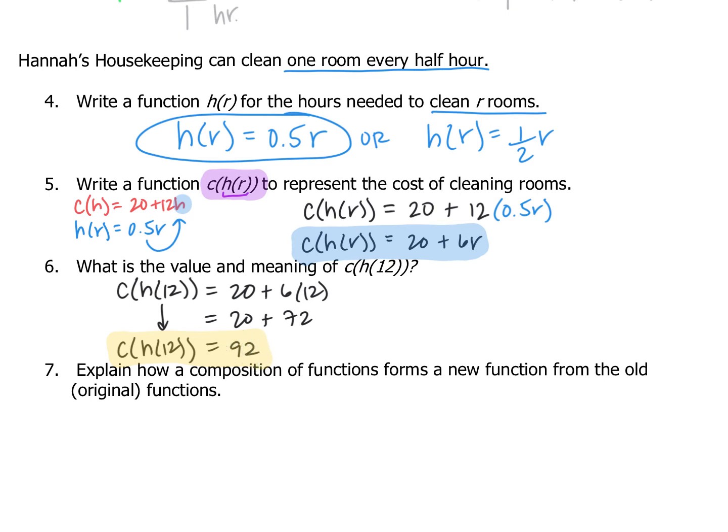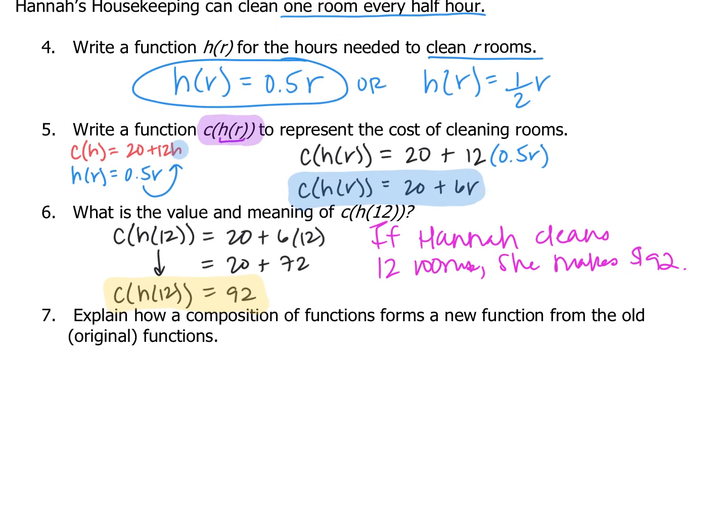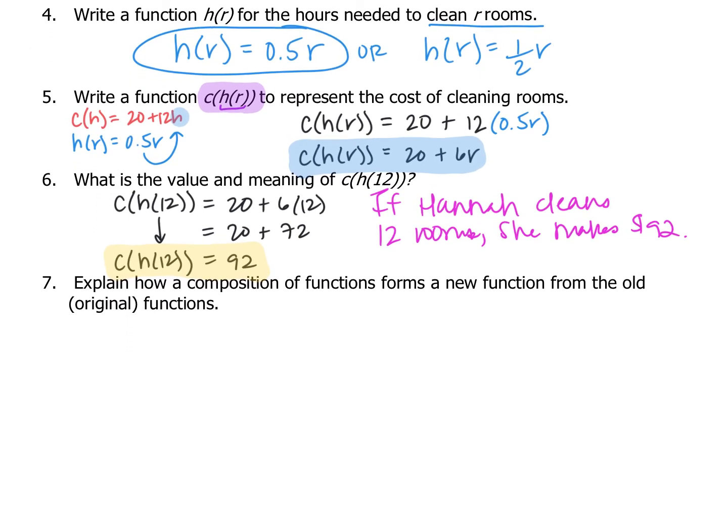So that's going to be our statement that we're writing down. Awesome. So we're going to say, if Hannah cleans 12 rooms, she makes $92. So all in all, we insert one function's output into the input of another function. And that's what it's asking us to say on number 7. Explain how the composition of functions forms a new function from the old/original functions.